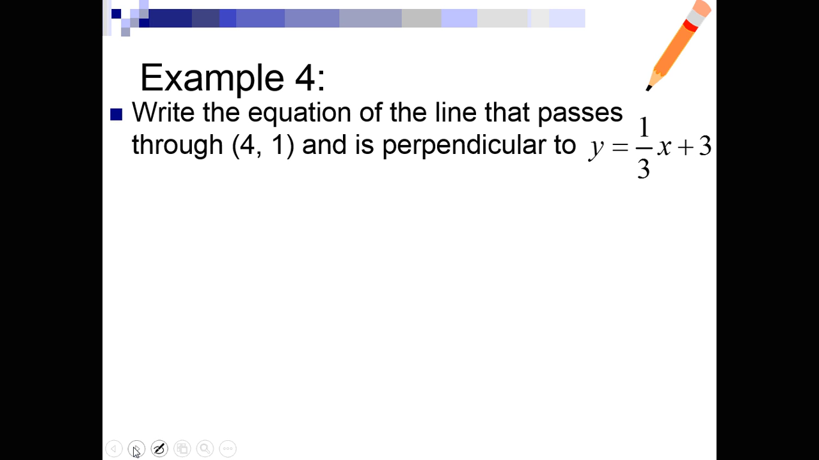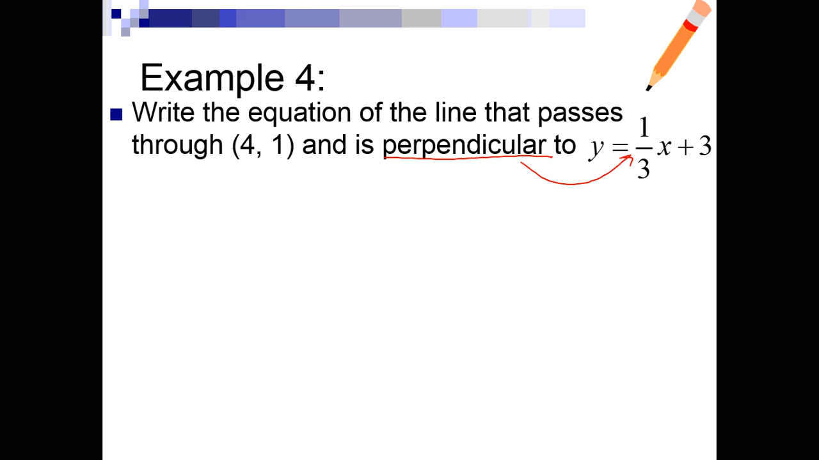All right, and our last example ties into our geometry idea of parallel and perpendicular. So example 4, write the equation of a line that passes through a given point, like 4, 1, and is perpendicular to a given line. Okay, this line right here is a line that we could sketch a graph of, but we want to find an equation of a line perpendicular to that exact line right there.